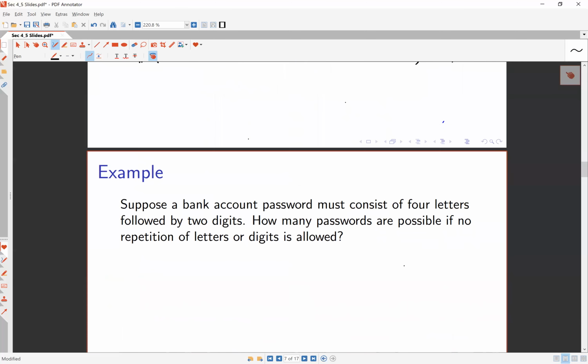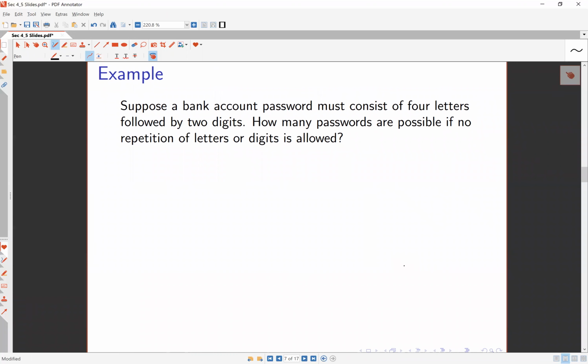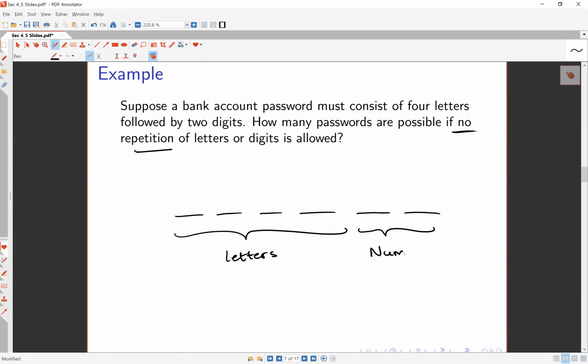What if the bank modified things a little bit? They said, oh, you're setting up this password in the same way, 4 letters followed by 2 digits, but no repetition is allowed. So let's just visualize this for ourselves again. So we'll have letters first, and then we'll have numbers. So when you pick the first letter, you have 26 possibilities. But now, since no repetition is allowed, once you've made that first selection, that one letter of the alphabet is no longer available to you.